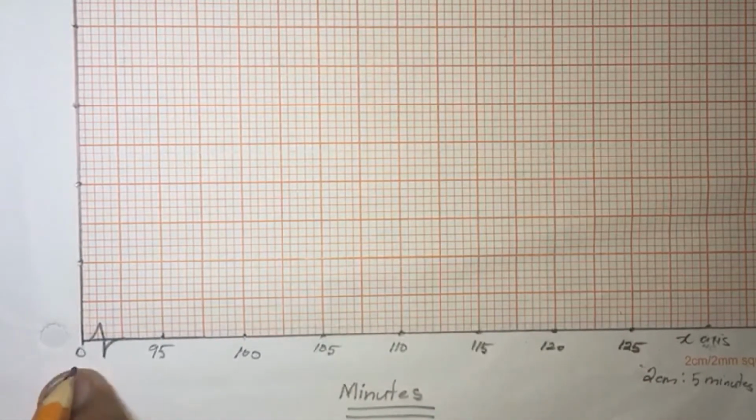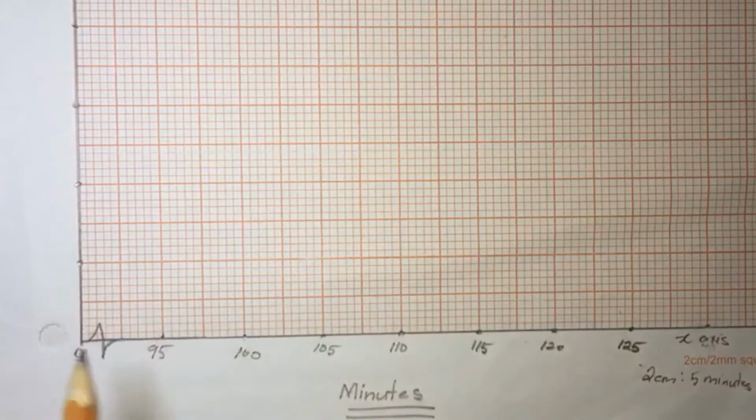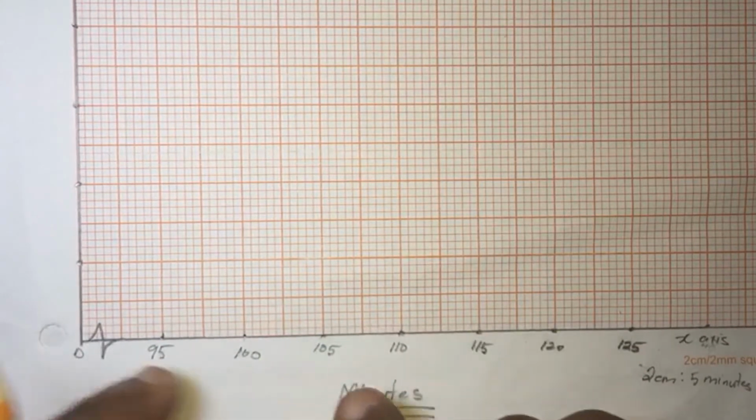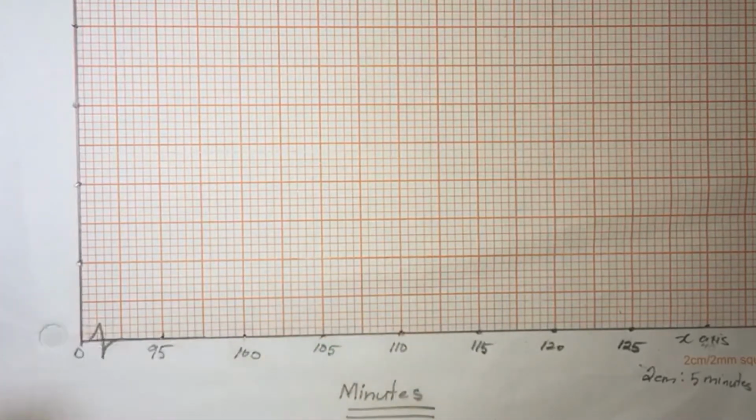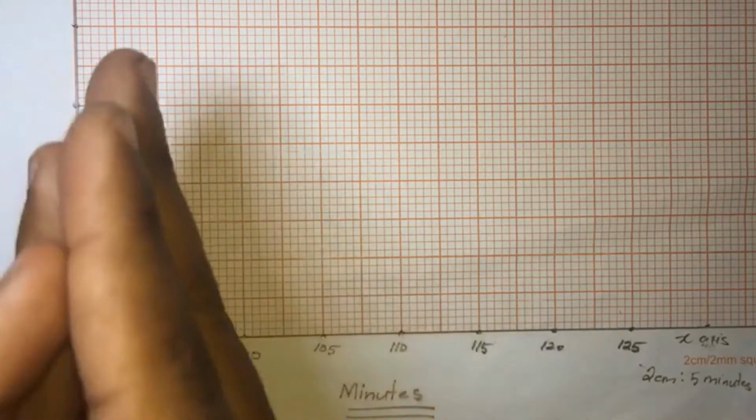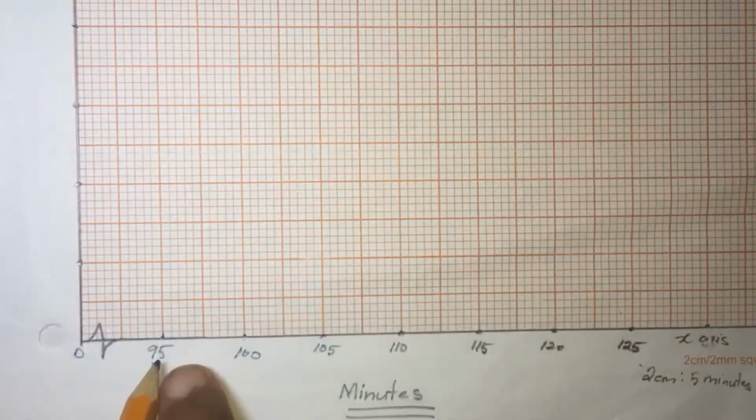We're starting at 0, but there's a whole heap of space in between them. But we can't use it because we're wasting our graph paper. So that is why we use a break to show that there's a whole heap of space between 0 and where our graph actually starts from.